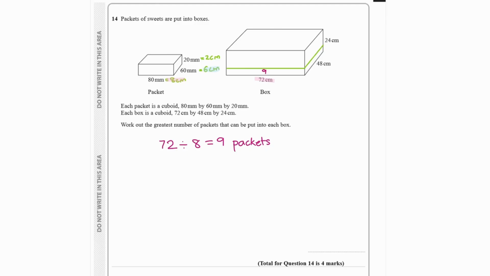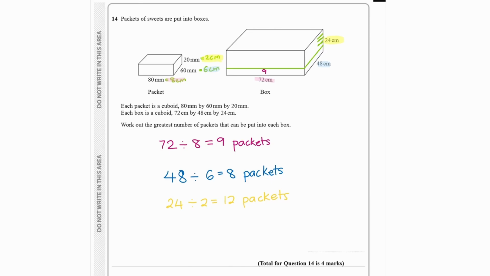We can then check how many will fit into the width of this box. The width of the box is 48. So if we do 48 divided by the width of the packet, which is 6, this gives us 8, which means that 8 packets will fit into the width of this box. We then need to stack these packets on top of one another. In order to check how many we can fit such that they fit into the height of this box, we would do 24 divided by 2, and that gives us 12.